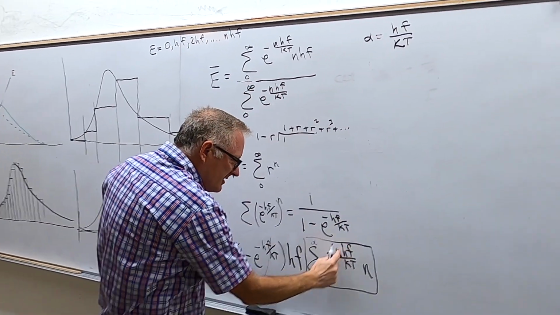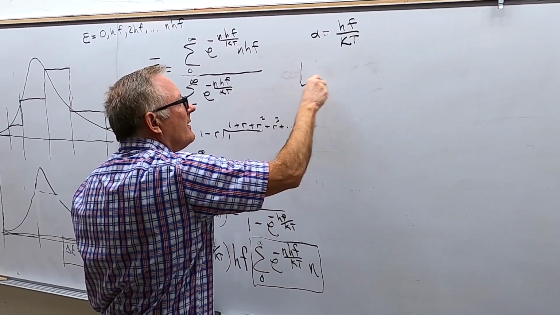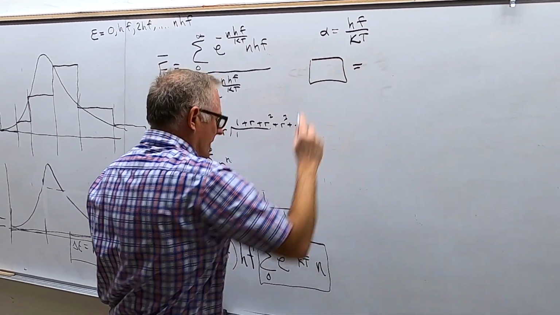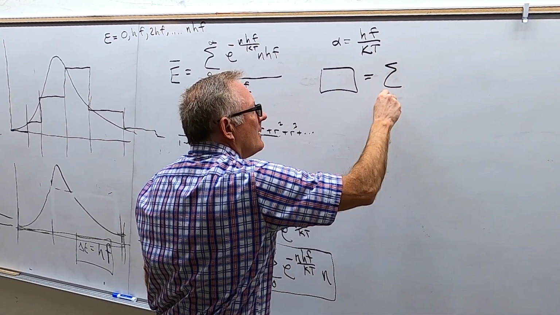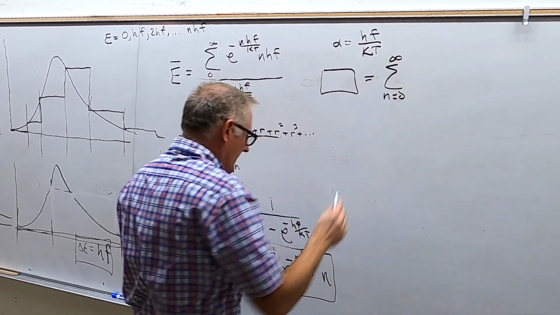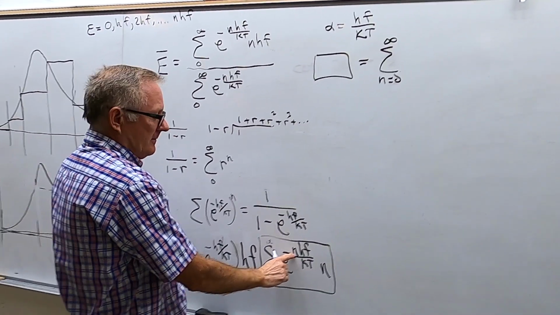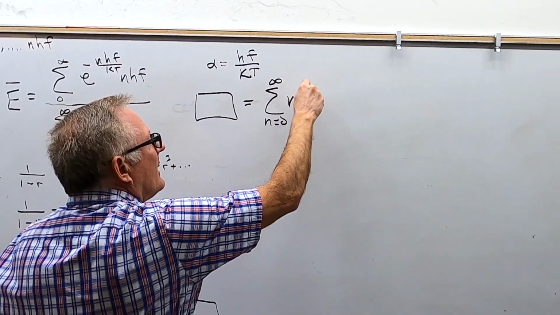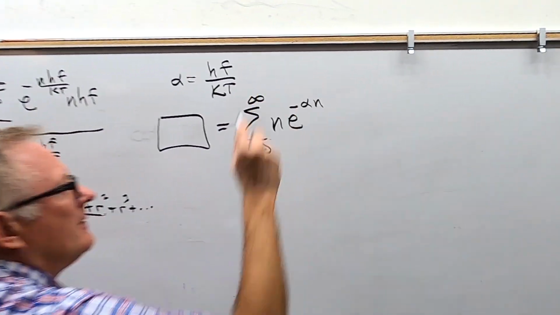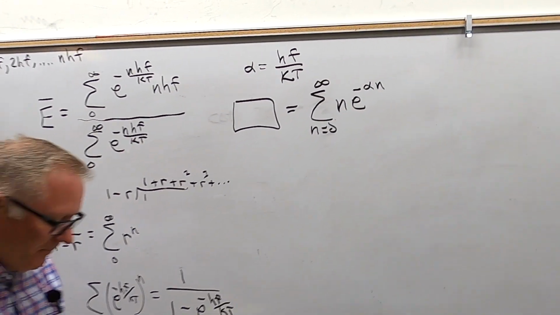So this is just alpha. I'm just going to work with what's in the box right here. Everything in that box is just the sum from n equals 0 to infinity of e to the minus n alpha, n e to the minus alpha n. That's all it is. I just turned all those constants into an alpha.